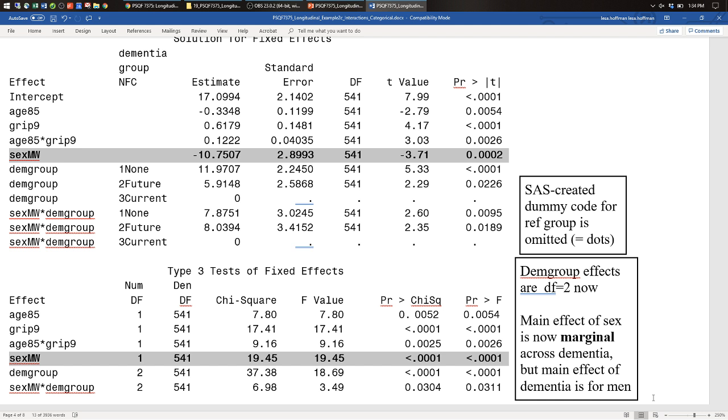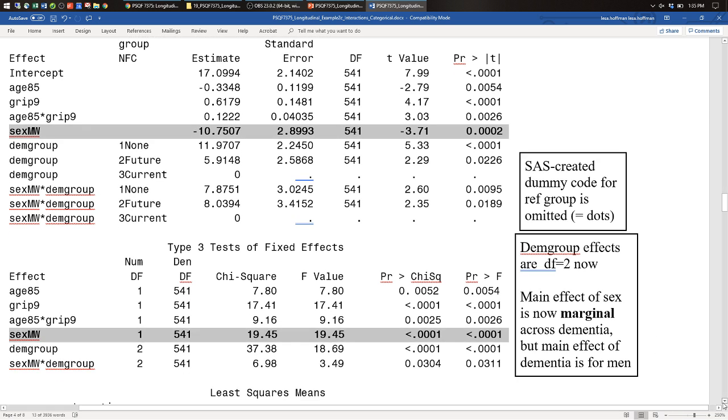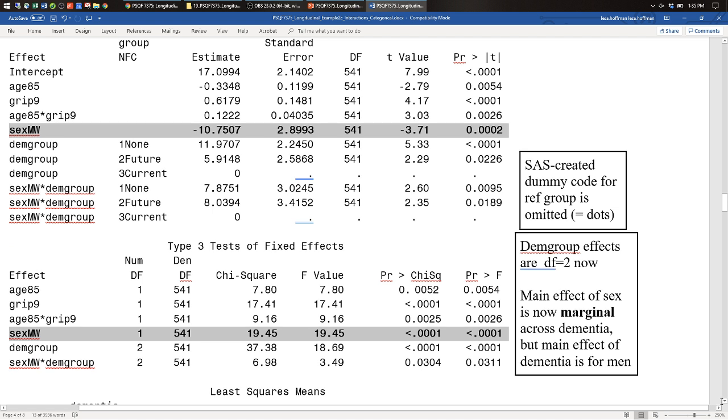So how do I have sex MW as a line with this p-value and sex MW as a line with a different p-value? What looks like the answer changes to the same question. It's not the same question, and therefore it's not the same answer.